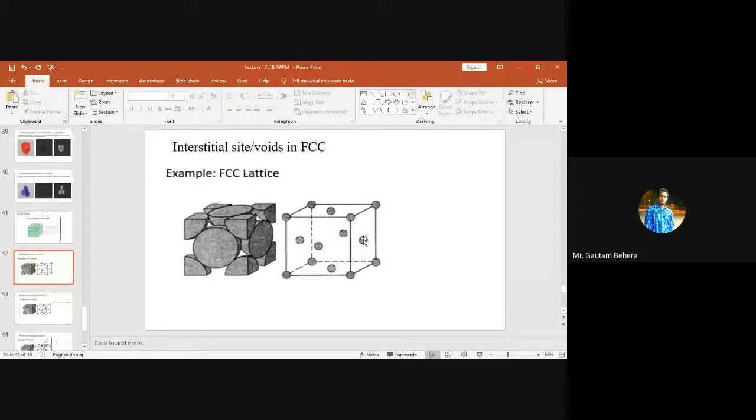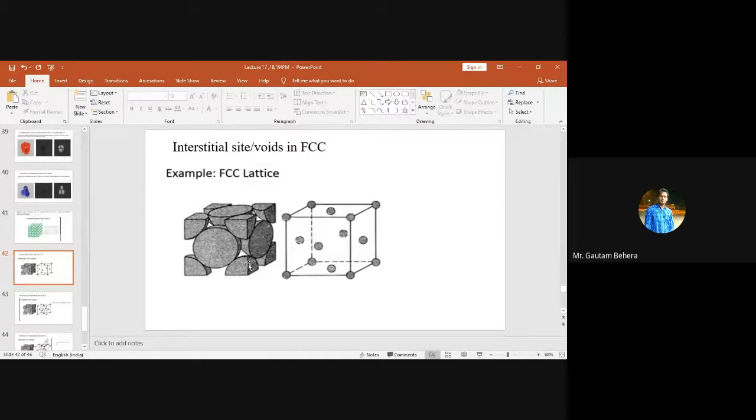So where are the interstitial sites or voids present here? This is just a 3D image kind of thing. We have cut the spheres so that we can find out the void, right? So this is a face centered atom. This is a face centered atom. This is a corner atom. This is a corner atom. This is a corner atom. This is a corner atom. This is a face centered atom. This is a corner atom. This is a corner atom. This is a corner atom, right?